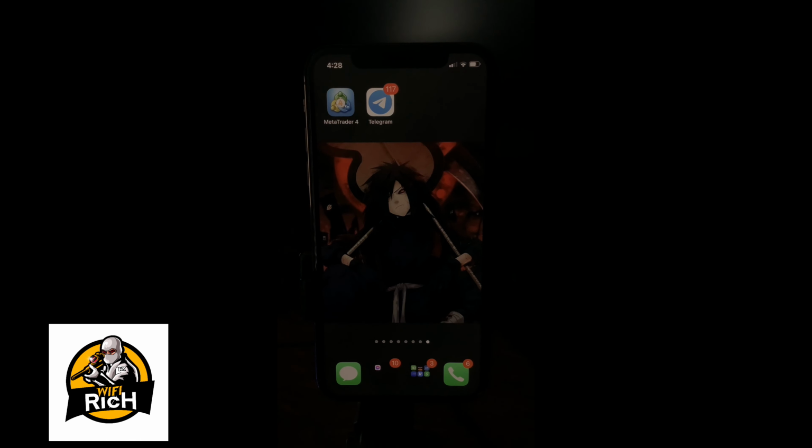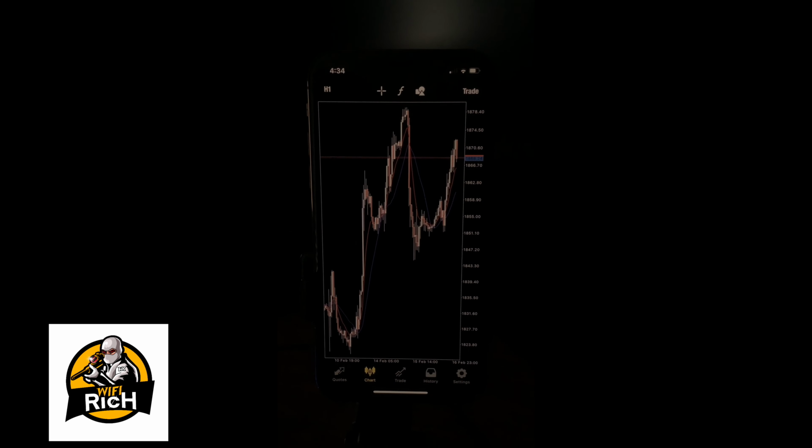So when setting up Metatrader4 specifically for Wi-Fi Rich's daily trade ideas, we want to make sure there's no confusion. So when we're opening the app, we're just going to open it like this. Now that our MT4 is open, you will probably see one of the two screens. It's going to be the quote screen, the charts, trade, history, and or settings.